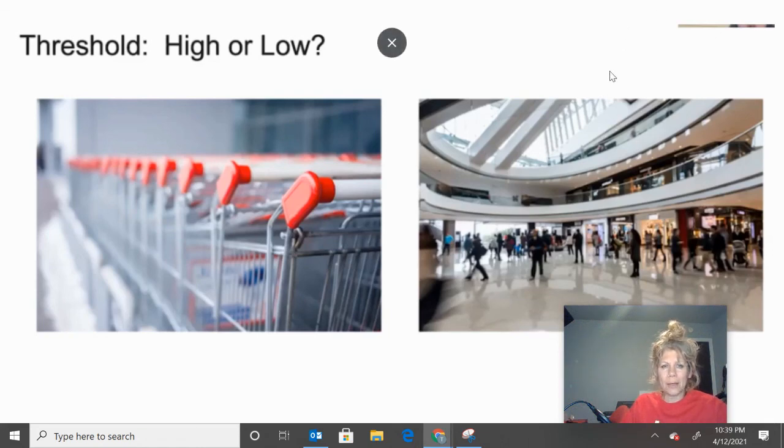So hopefully that helps with your understanding of range and threshold in the central place theory. And that concludes 6.4. Yay!